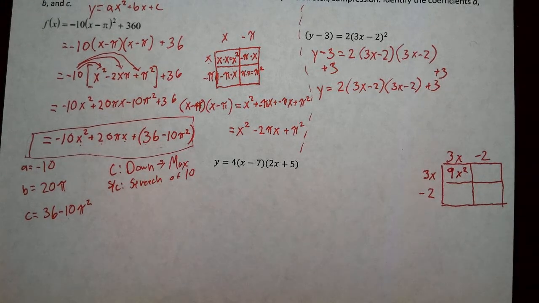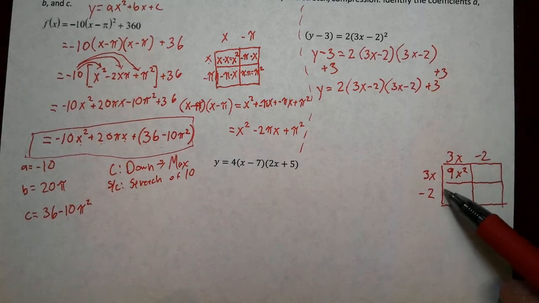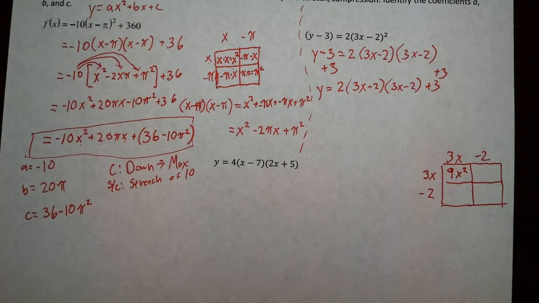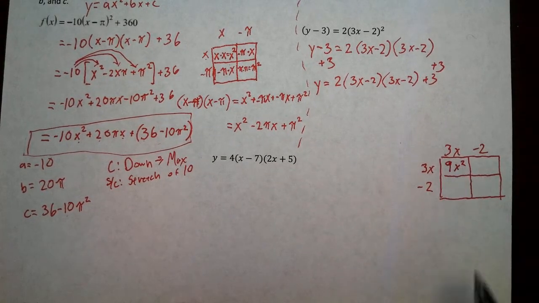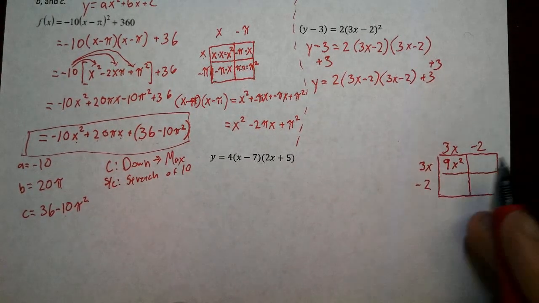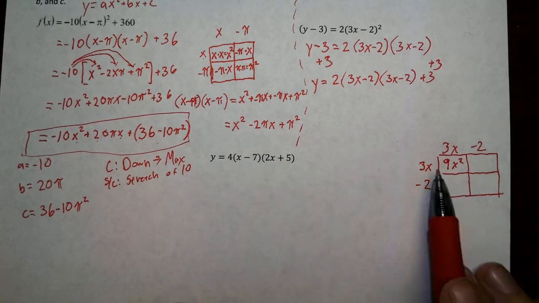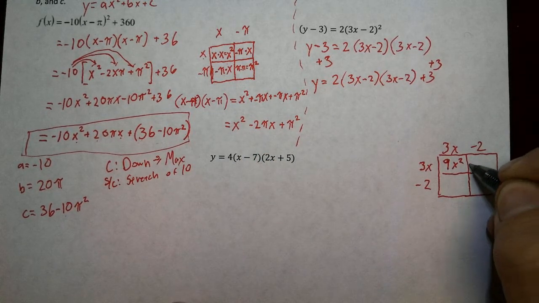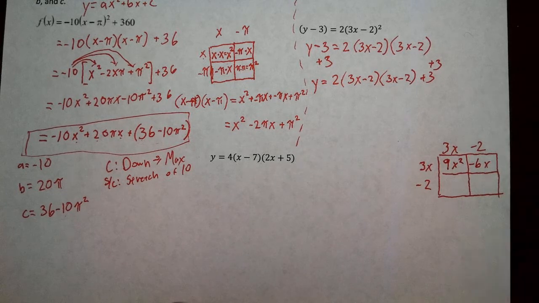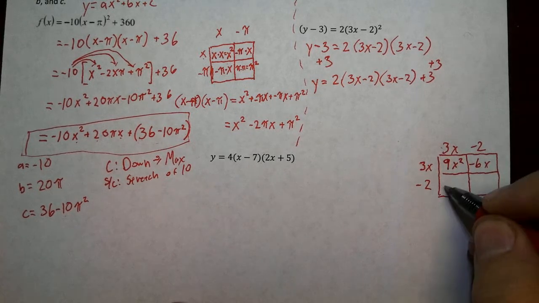Okay. Right, so I'm just going through the same steps as before. I like box method. I'm doing box method right here, and I'm just multiplying these things to get what's in here. And I'm going a little bit on fast mode because you saw me explain this. So 3x times negative 2, negative 6x, 3x times negative 2.